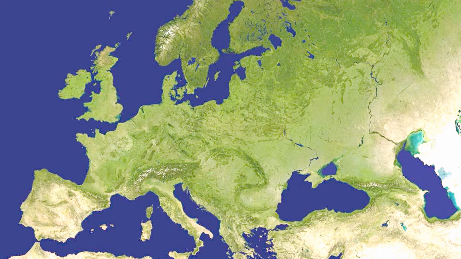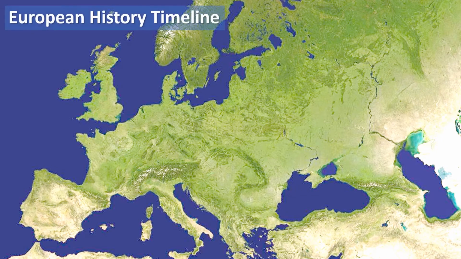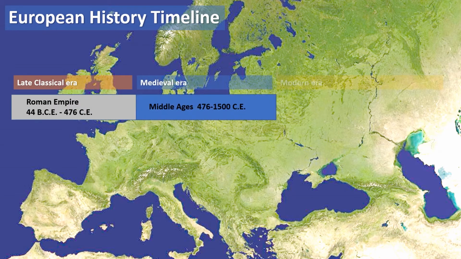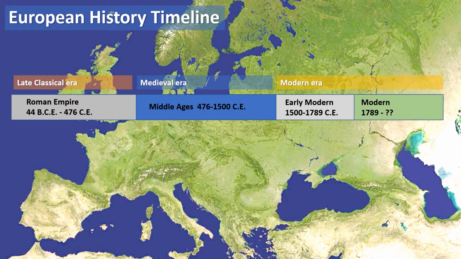Let's talk about the basic outline of European history. Traditionally, historians have divided European history from roughly the birth of Jesus onward into 3 eras: the late classical era, the medieval era, and the modern era. The modern era is usually subdivided into the early modern period and the modern period, which some would say we're still living in now.